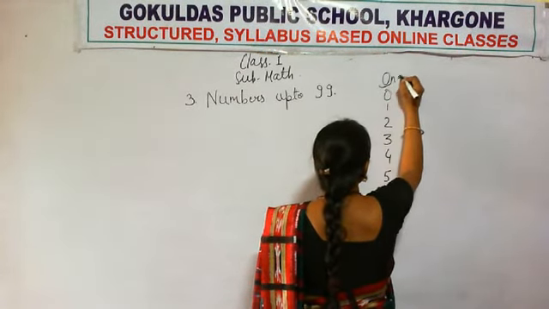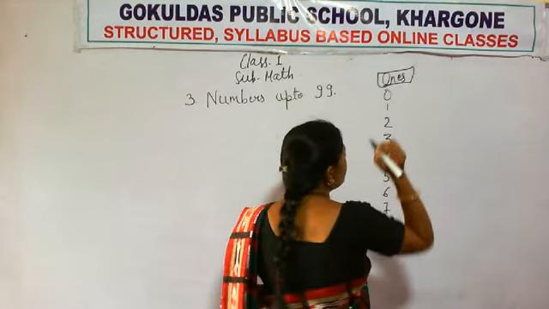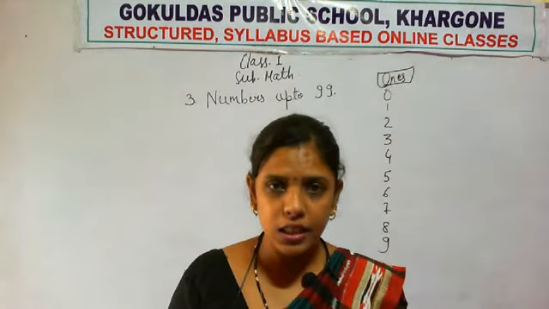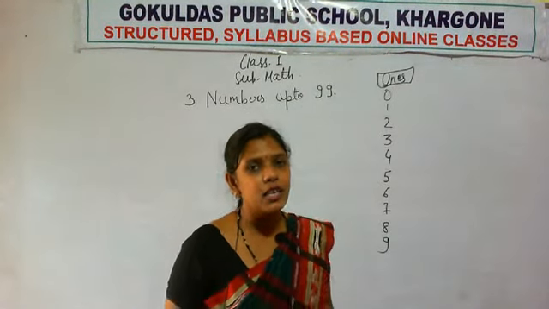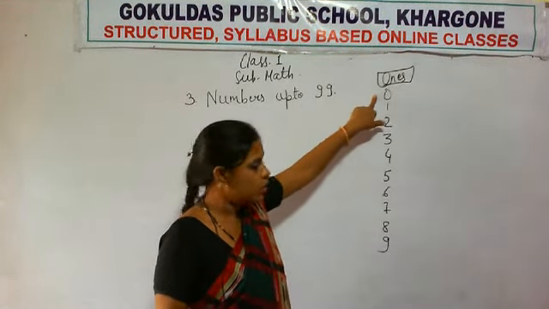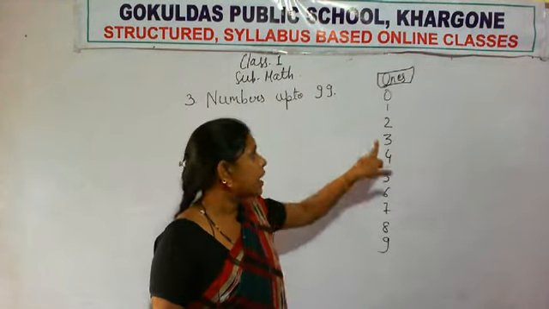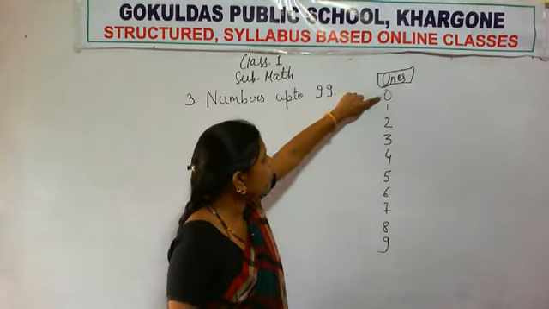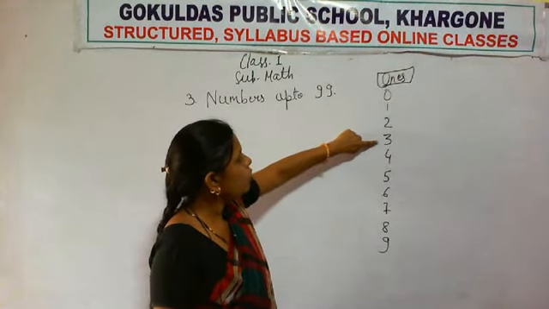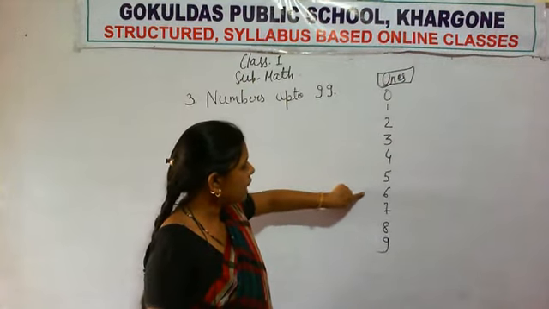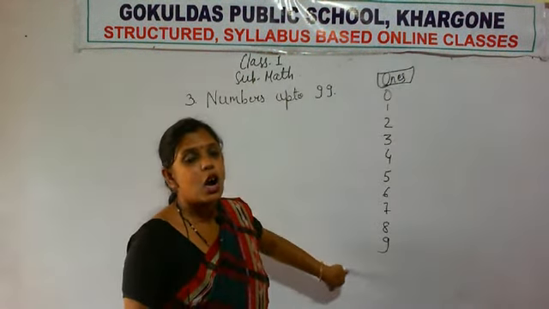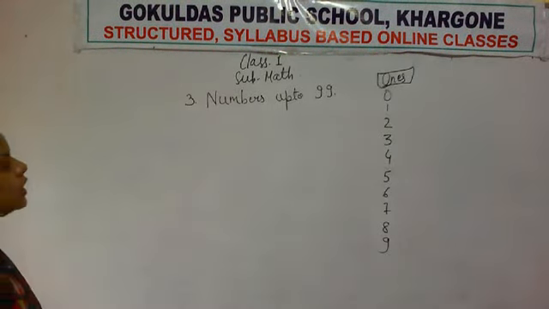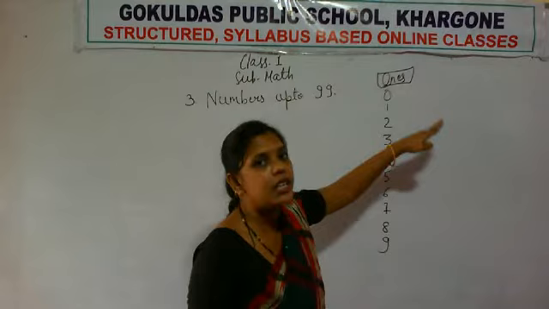Okay. That means how many ones digits we have? We have 10 ones digits. Not till 10. It is starting from 0. Starting from 0 to 9. Okay. How many digits are there? Count 1, 2, 3, 4, 5, 6, 7, 8, 9 and 10. These are 10 digits and these are single digit numbers.